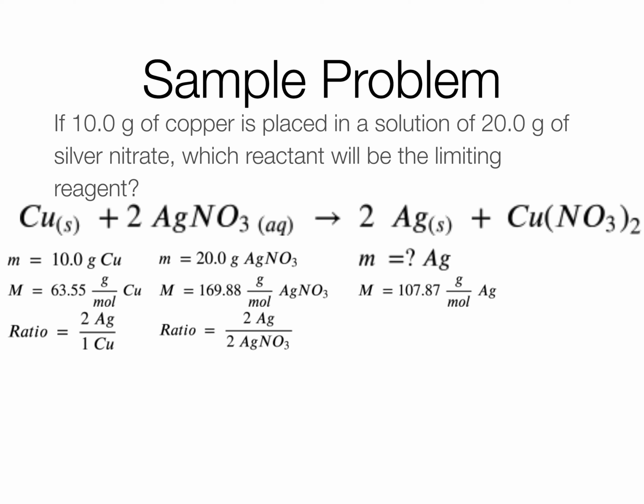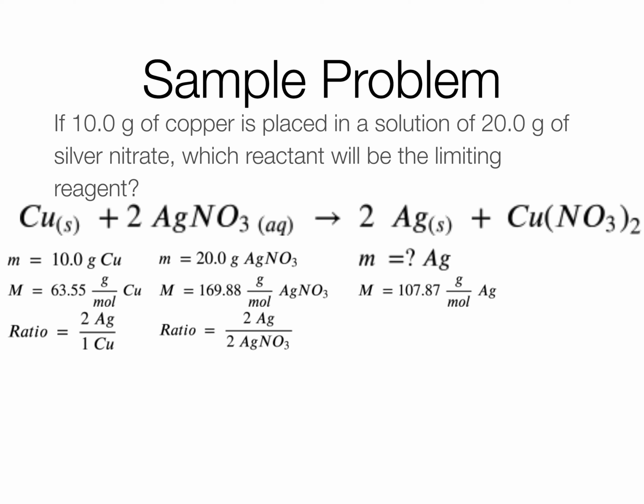For the silver nitrate, we know we start with 20 grams of silver nitrate. Its molar mass is 169.88 grams per mole, and its ratio is a 2 to 2 ratio. So we have 2 silvers for every 2 moles of silver nitrate that reacted. So remember that not only will the molar masses be different in these calculations, the ratios might be as well. So it's really important that you balance your chemical equation. It's also really important that you pay attention. For the copper, you have to pair the copper and the silver. For the silver nitrate, you have to pair the silver nitrate and the silver.